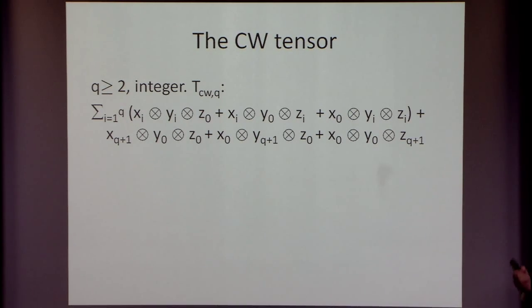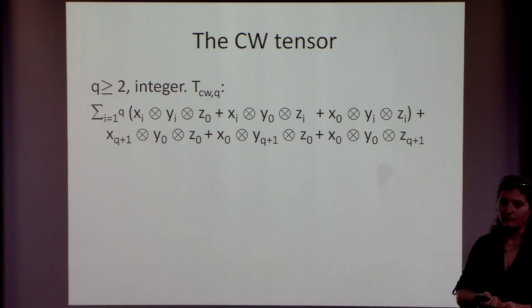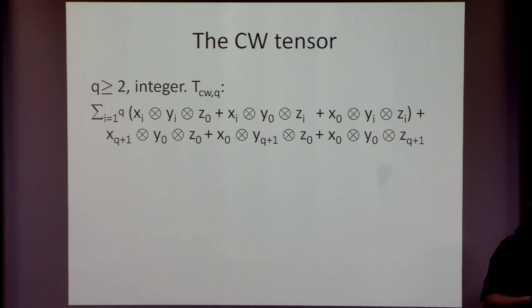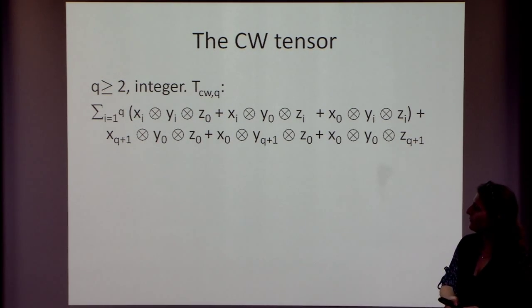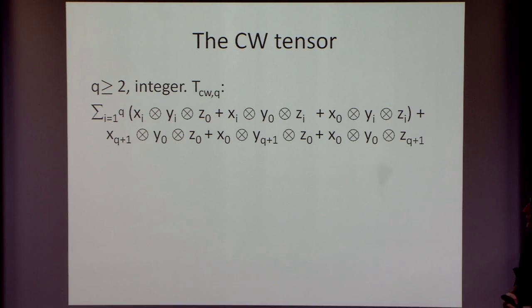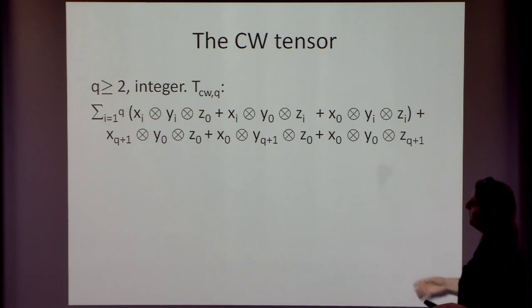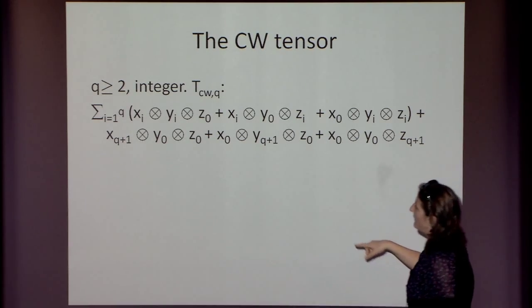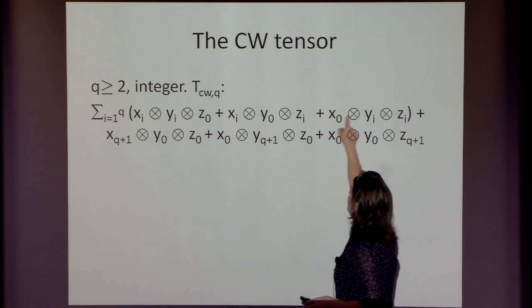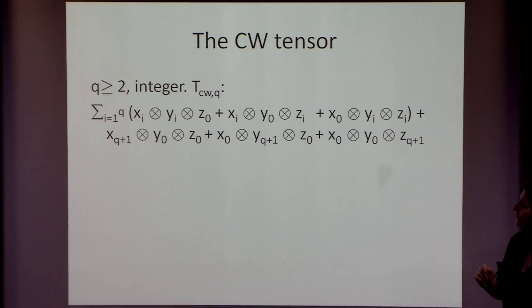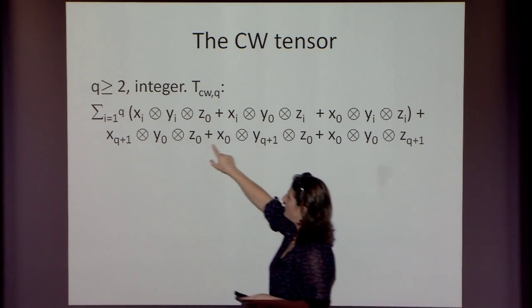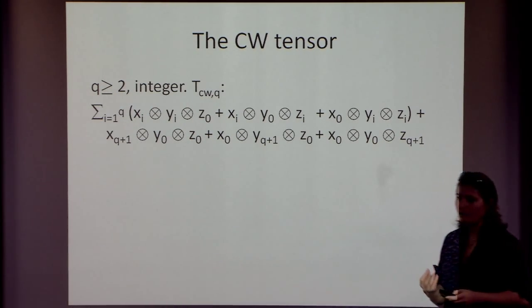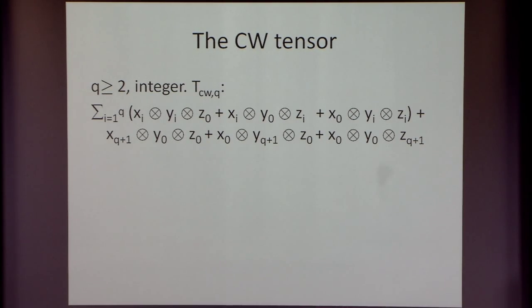So this is the tensor that Coppersmith and Winograd started with. It's actually a family of tensors for integers q from 2 to whatever you want. The actual q that has been used is 5 and 6, and nothing else has been used. And the tensor looks like this. It has 3 terms here that are actually matrix multiplication tensors, and 3 terms here that are also matrix multiplication tensors, but they're just scalar multiplications.